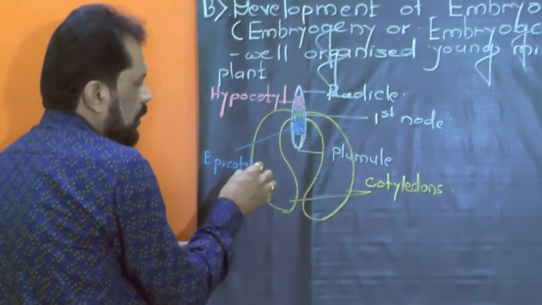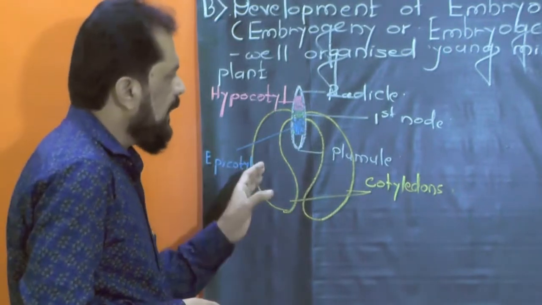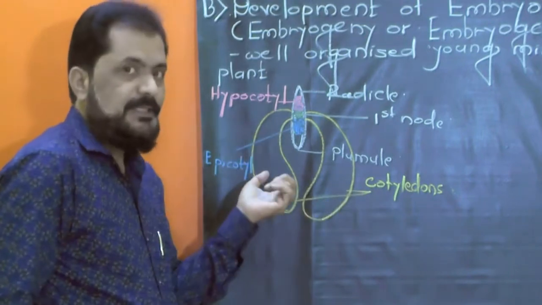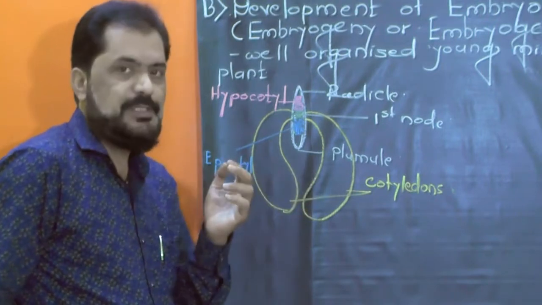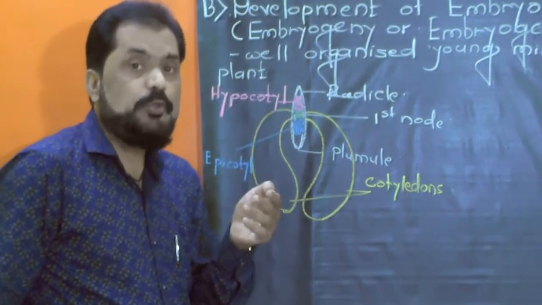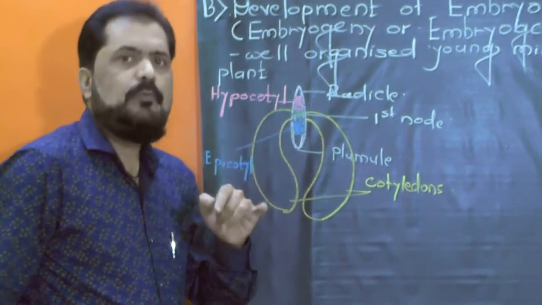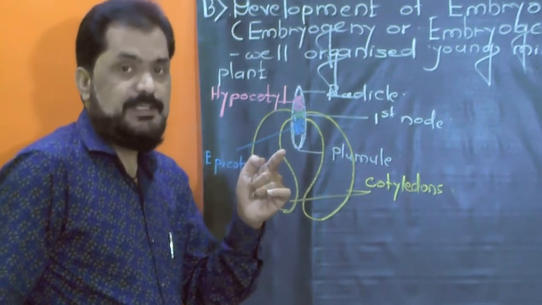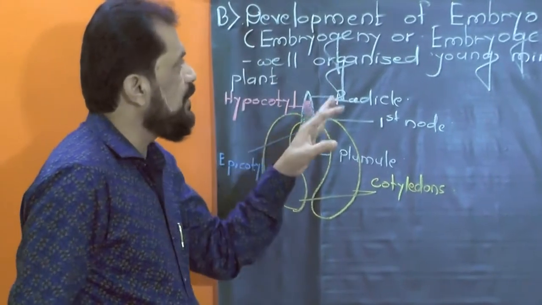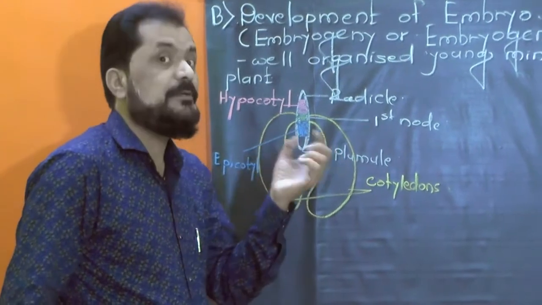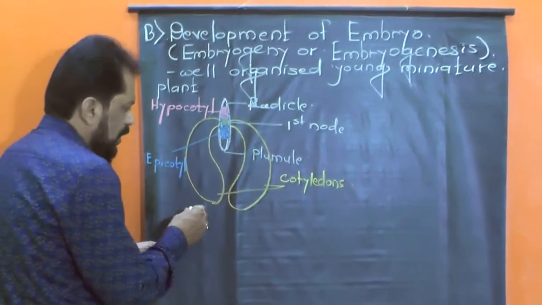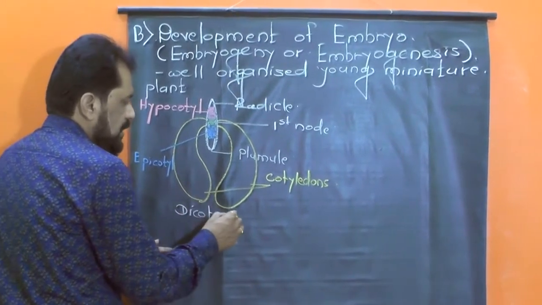Here with the help of blue chalk I have shown the epicotyl, and these two yellow colored structures are the cotyledons. In this dicot embryo, these two cotyledons represent the future leaves. The radicle represents the root system, while the plumule represents the shoot system of the plant body. That's why the embryo is defined as a well organized but young miniature plant. So briefly I explained the main features of the dicot embryo.